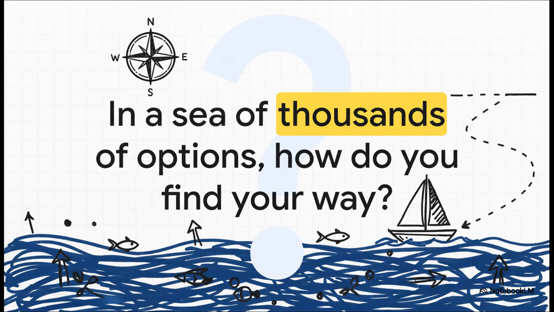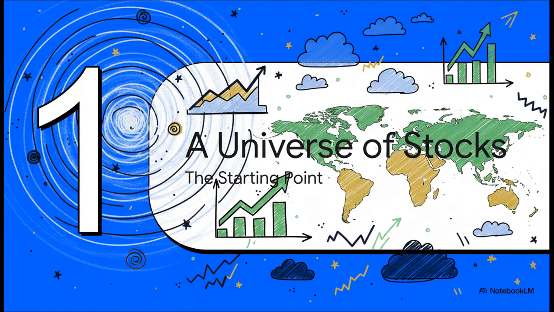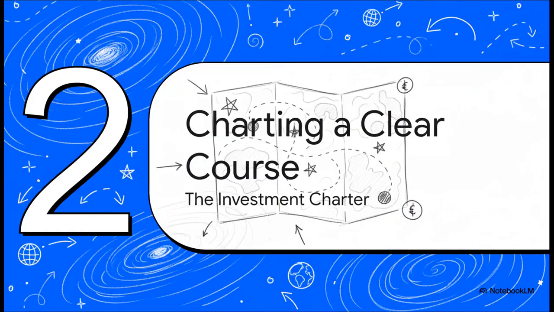So, that leads to the big question, doesn't it? When you're staring at a sea of 3,000 different options, how do you even begin to find your way? How do you chart a course through all that? So, our starting point is this massive universe of stocks. It's a landscape just packed with potential, for sure, but also a whole lot of complexity. The real challenge is figuring out how to navigate it. To navigate a universe like that, you really need a map, some kind of clear charter. And today, we're going to explore one of those maps, the investment charter of the DSP Global Equity Fund.